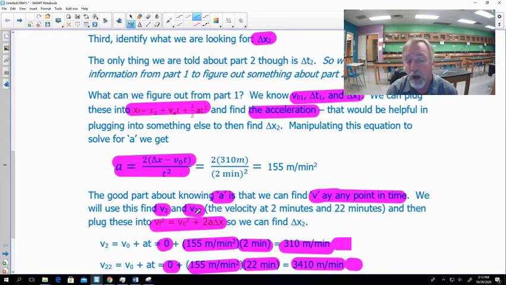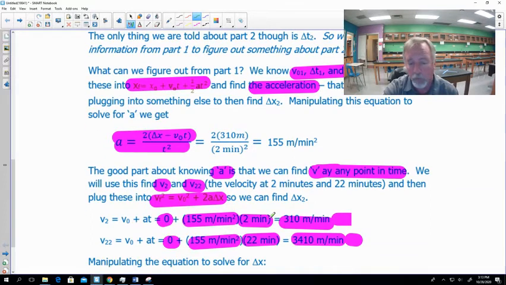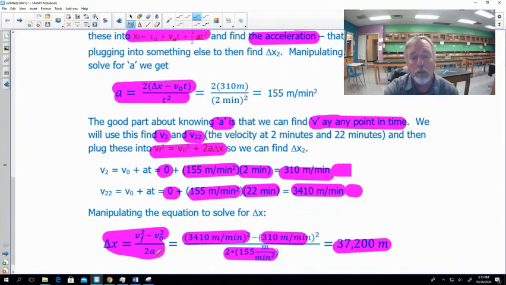Because once we know the velocities, we already know the calculation, we already know A, then we can use our other kinematic equation and we can solve that for delta x, right? So I just went through here, guys. We calculated our V at 2 minutes, our V at 22 minutes, and we could plug them into our delta x equation, and voila, out falls our number. So again, I'm trying to avoid the math here and just explain the thinking. Let's look at our second problem.